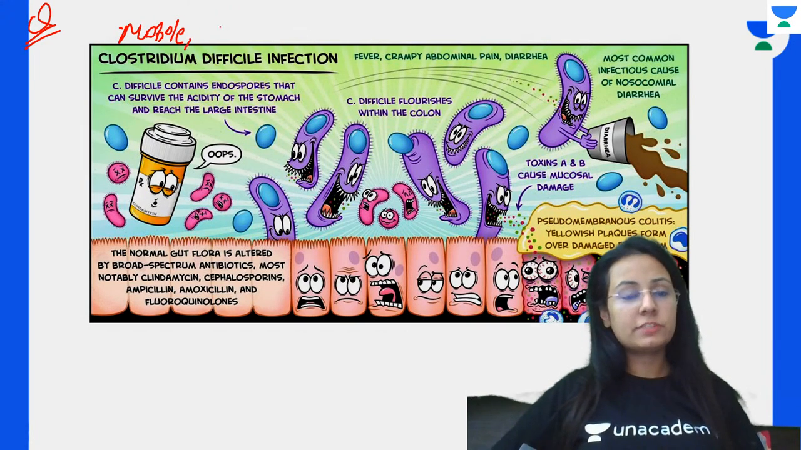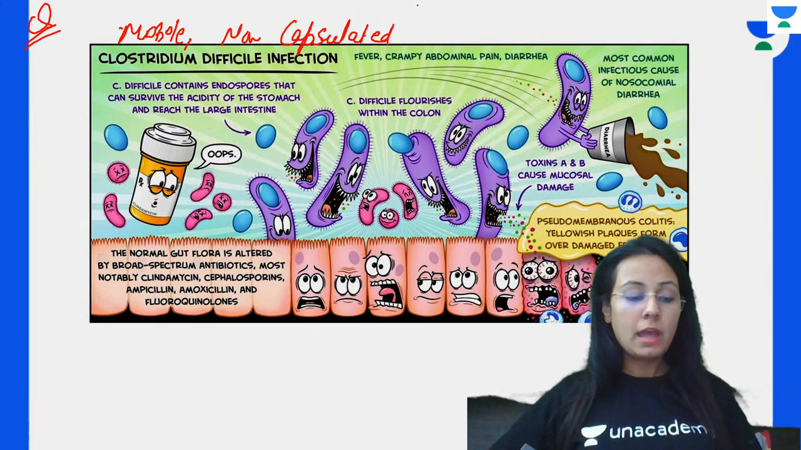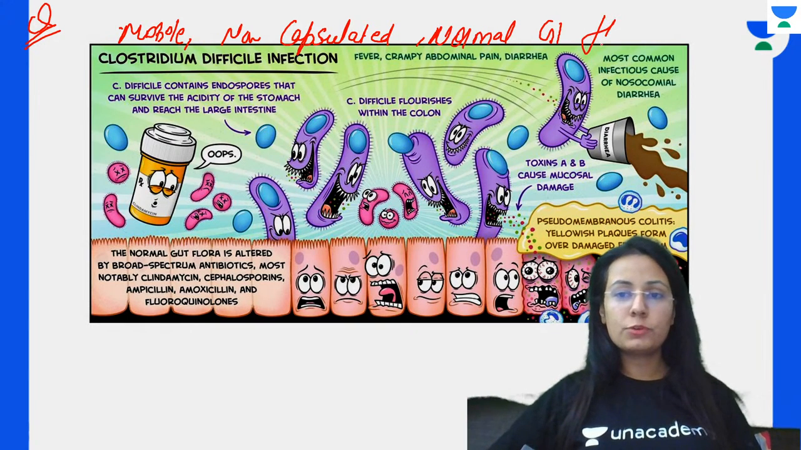Clostridium difficile is what? Motile. General features of the Clostridium: motile, and it is what? Non-capsulated. What was the exception of the capsulated Clostridium? That was the Clostridium perfringens, and it is very important. It is normal GI flora as well.